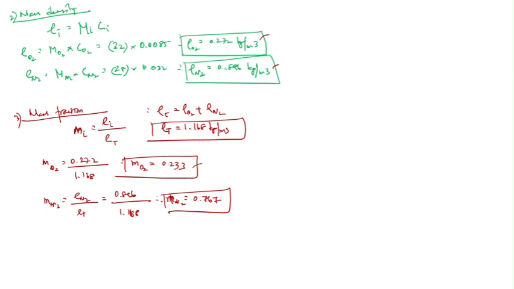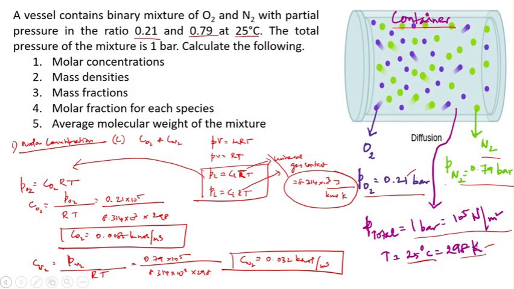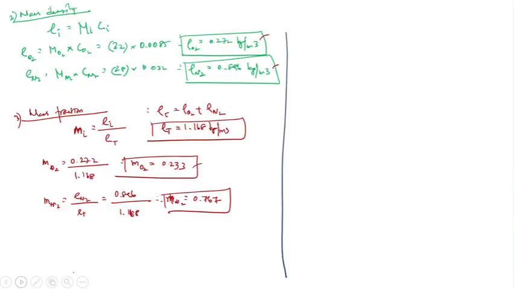The next one, the fourth one, is the molar fraction of each species. How can we find the molar fraction? The molar fraction is defined by the notation Yi. Yi is equal to the partial pressure of the individual component divided by the total pressure. So Y of O2 is equal to P of O2 divided by P of total.